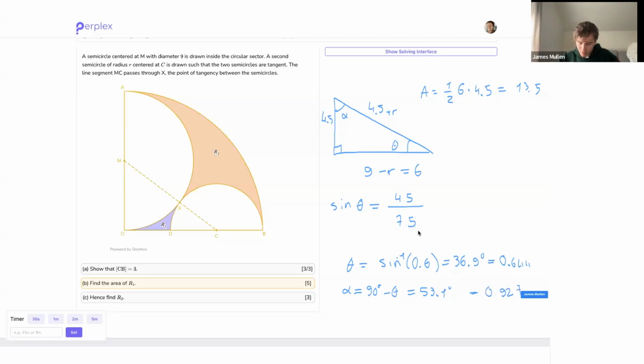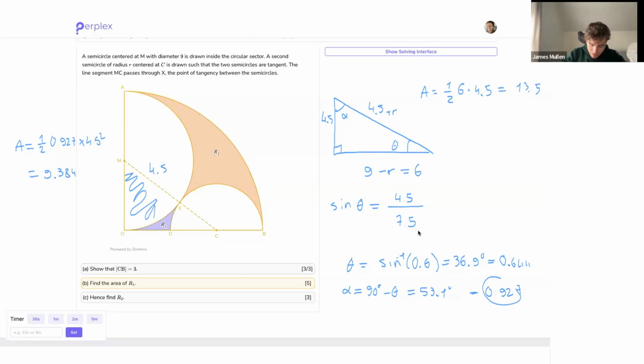0.927. All right. Now the area of this sector here, well, this is a radius of 4.5 and the angle is 0.927. So its area is half of 0.927 times 4.5 squared. So if I calculate that, times 4.5 squared times 0.5, this gives me 9.384. I'm going to keep decimal places for now.